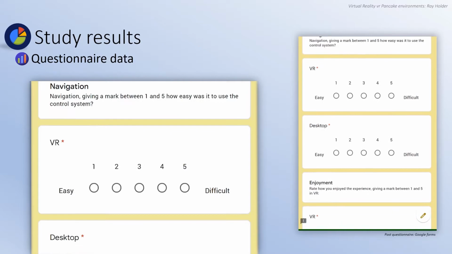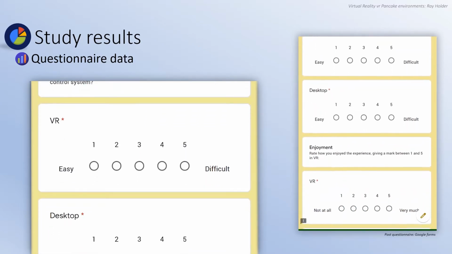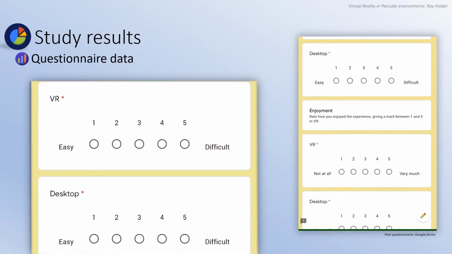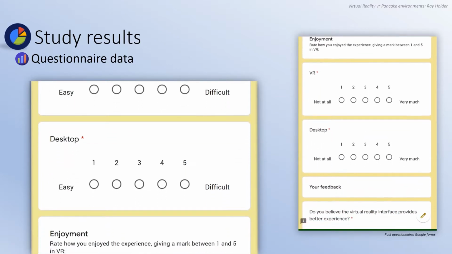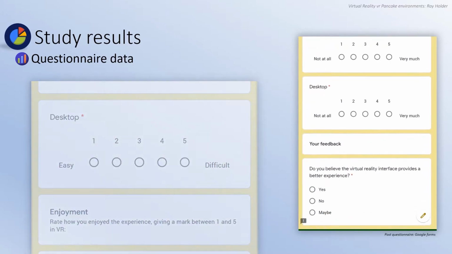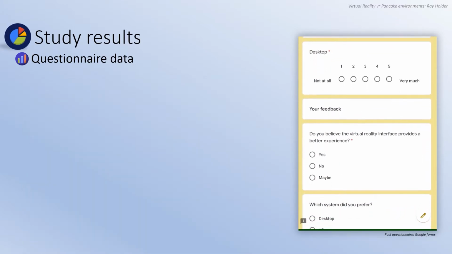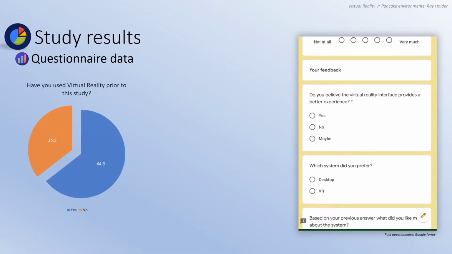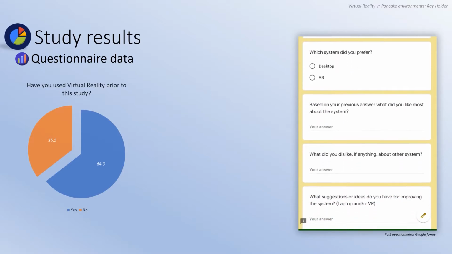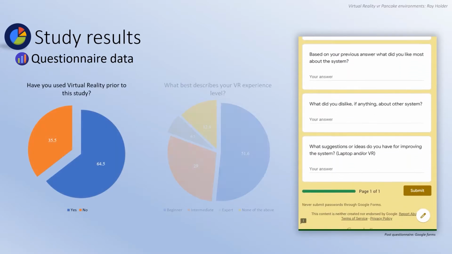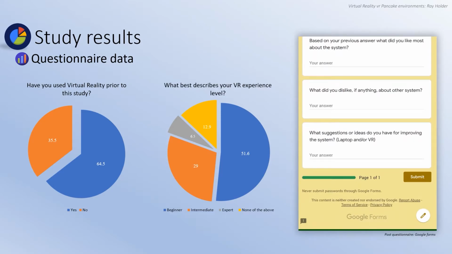Taking the results from the questionnaire the 31 participants filled in before and after they had completed the two experiences, we compiled the results into spreadsheets and converted the data into easy-to-read graphs. A large percentage of the participants had used virtual reality headsets prior to the study, with 64.5% of them having previous experience in a VR platform. However, as shown here, a slight majority of the participants described themselves as being beginners, with 51.6% of them classifying themselves in this category.